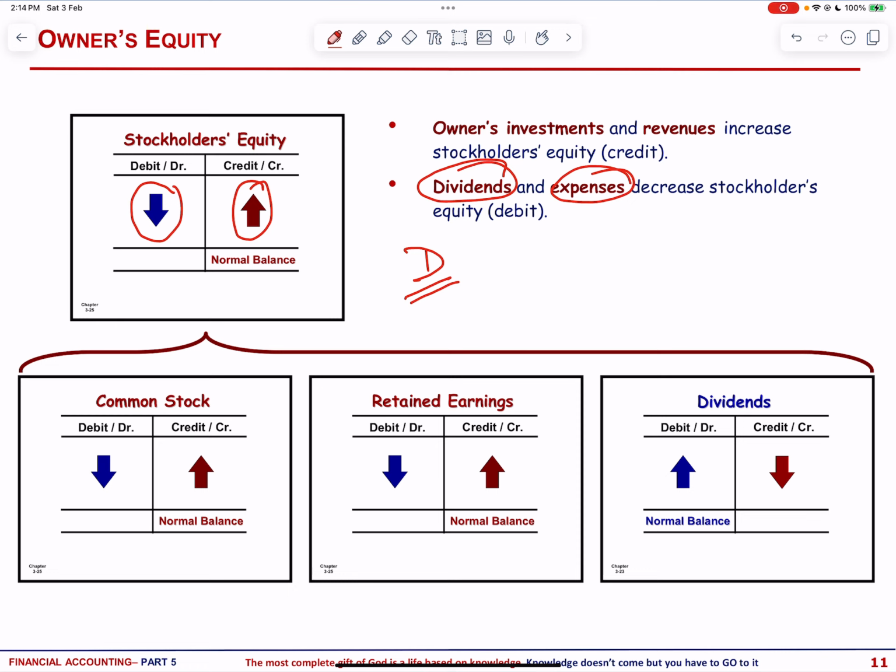So common stock will increase stockholder equity, and if there is an increase, it will be credit. Decrease is going to be debit. For retained earnings, the same rule: an increase in retained earnings is going to be credit, and a decrease is going to be debit. While for dividends, obviously an increase is debit and a decrease is credit.